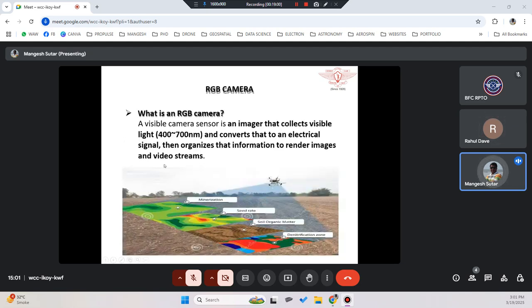Okay, so what is an RGB camera? An RGB camera is a visible camera sensor, an imager that collects visible light, that is from 400 to 700 nanometers, and converts that into an electrical signal, then organizes that information to render images and videos. So you can see there are different images you can create from your raw data. This can help with mineralization, seed rate, soil organic matter, or denitrification zones. You can find that out from that data.